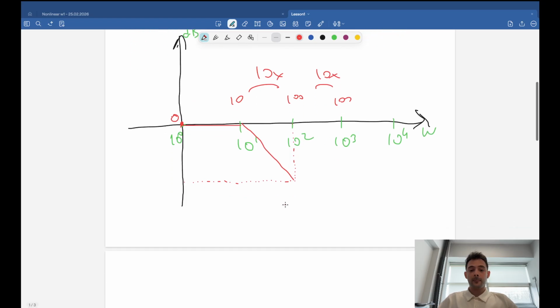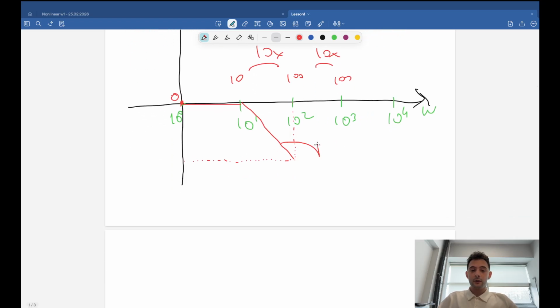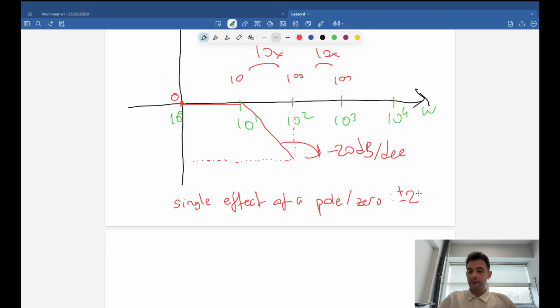And also, the slope of this line is 20 decibels per decade, okay? It goes down or up 20 decibels per decade. It is a single effect of a pole or a zero, minus or plus 20 decibels per decade, okay? A single effect, a single pole or a single zero.